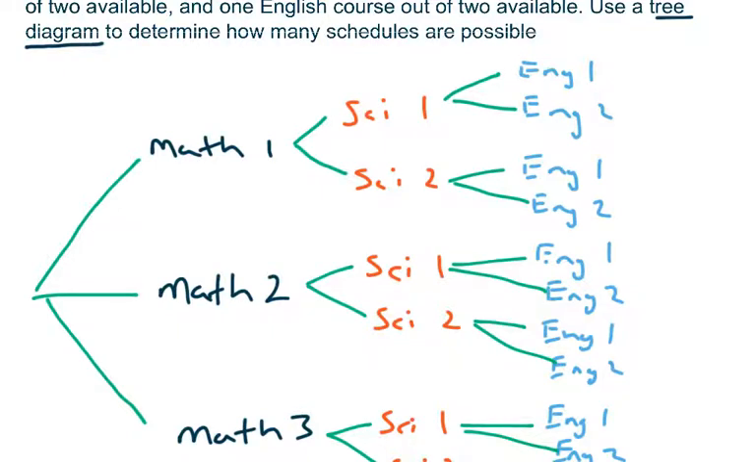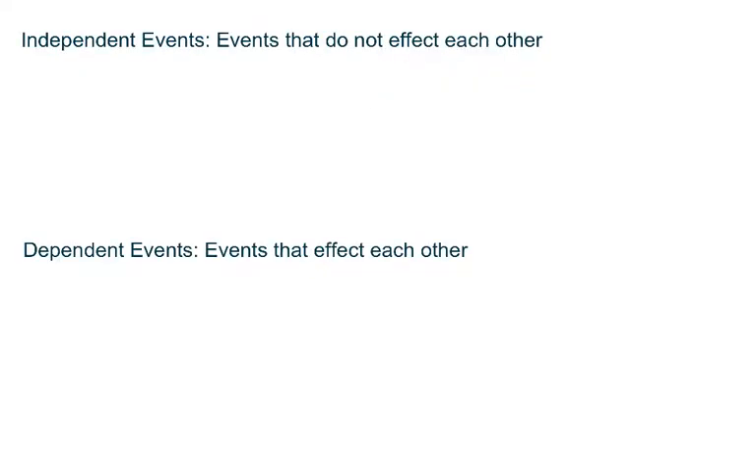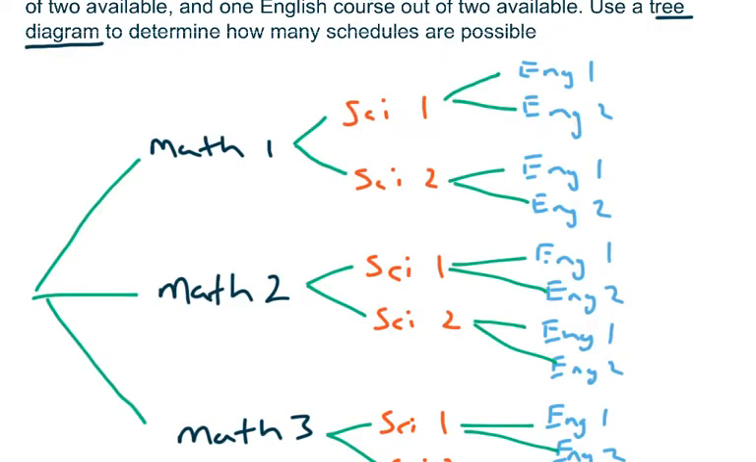Okay, these 3 choices, the choosing of the math course, the science course, and the English course, are examples of independent events. Independent events are events that do not affect each other. So no matter which math course I took, I still had 2 options for science. And no matter which science course I took, I still had 2 choices for the English class. So independent events are events that do not affect each other.